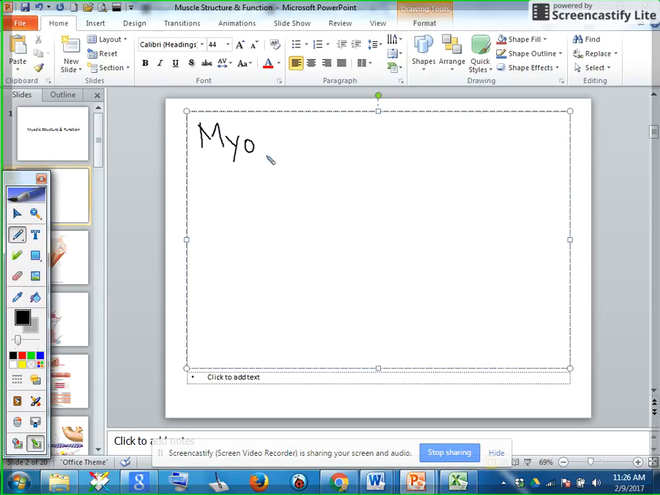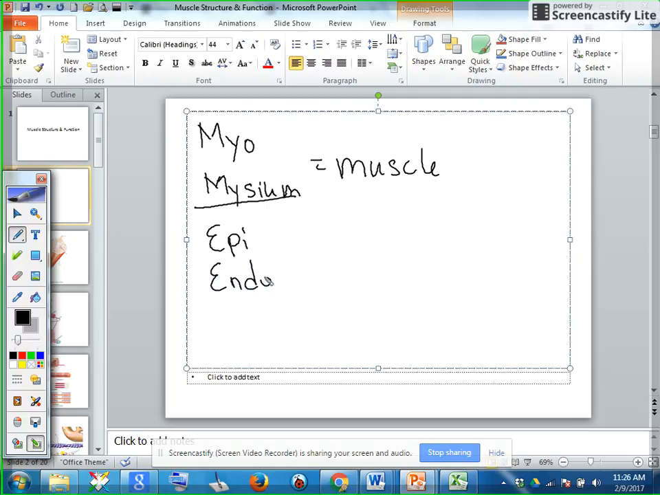Roots myo or mycelium refer to muscle. So these words are going to clue you into the fact that we're talking about something about a muscle. And remember words like epi and endo. Epi refers to outer, like your epidermis, and endo refers to inside.